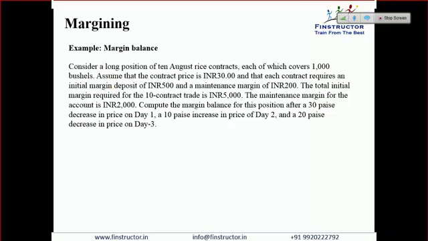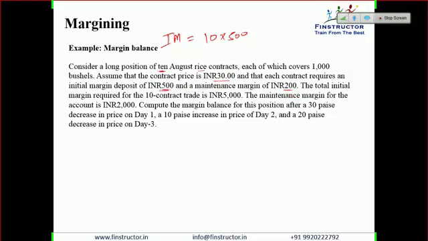Consider a long position of 10 August rice contracts, each of which covers 1000 bushels. Assume that the contract price is INR 30 and that each contract requires an initial margin deposit of 500. So if there are 10 contracts, then the initial margin would be 10 into 500, and a maintenance margin of 200.